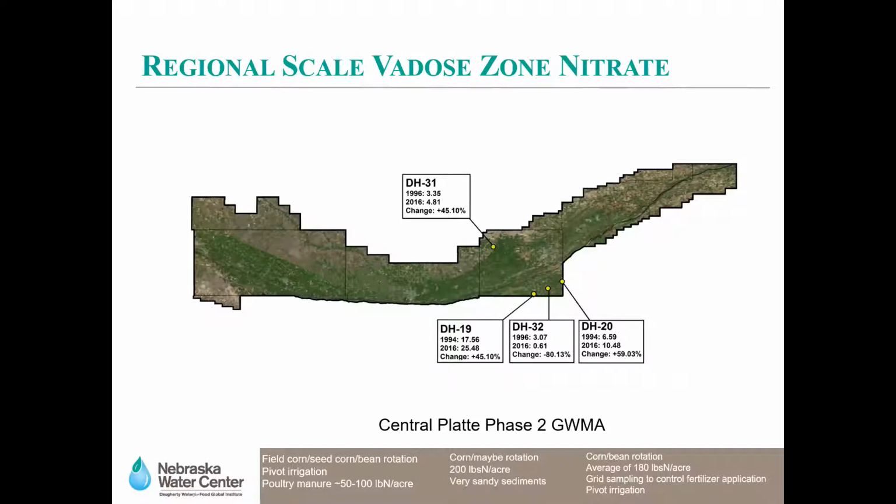Another study that we recently completed is in the Central Platte Natural Resources District. These are 4 different core locations. Some of these are beans, some of them are irrigated, some are not irrigated. I'm not going to go into all the details, but just to show you on this map that we have a lot of variability, and in many cases we actually have an increase in nitrate in the Vadose zone.